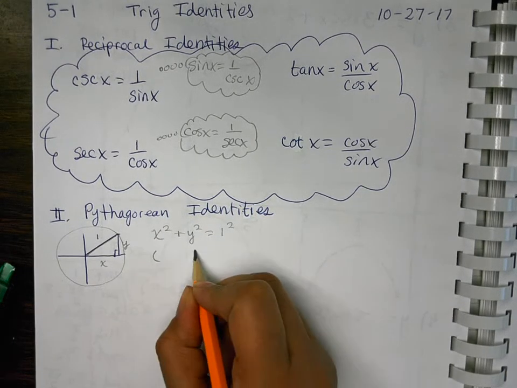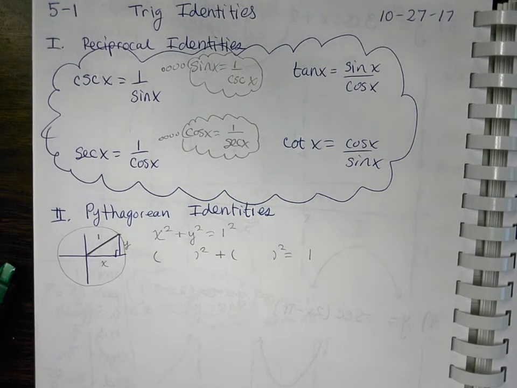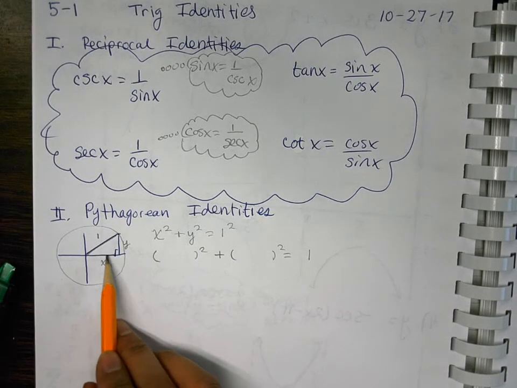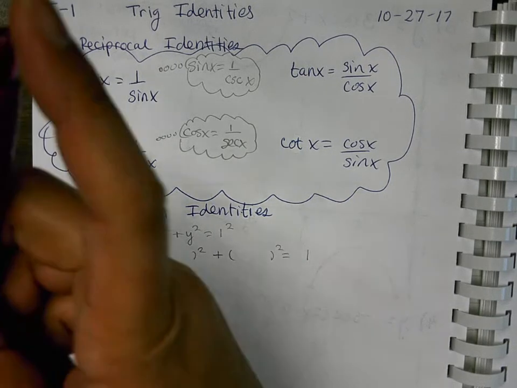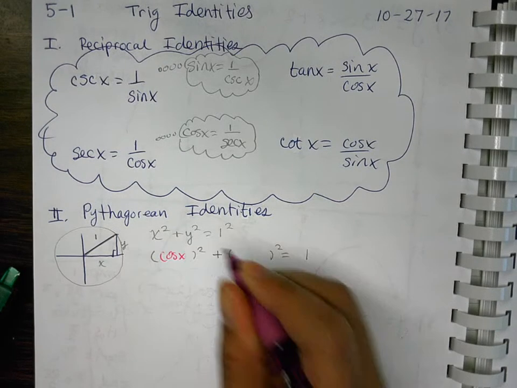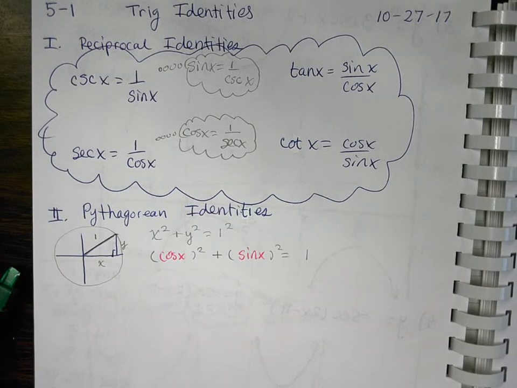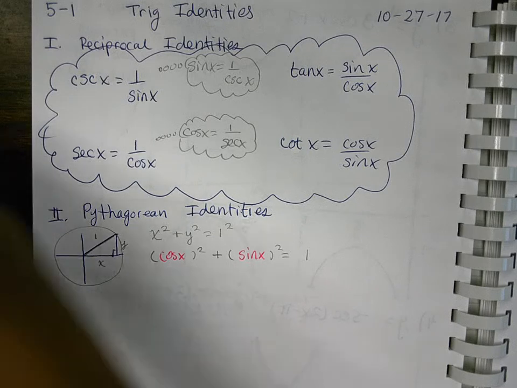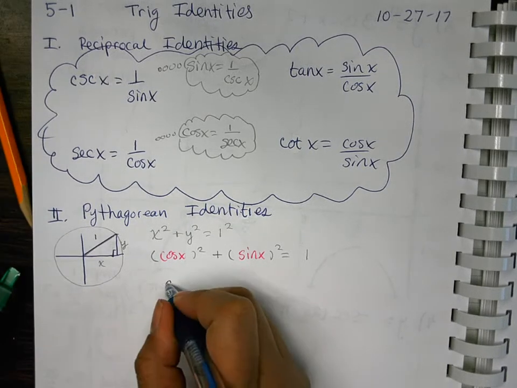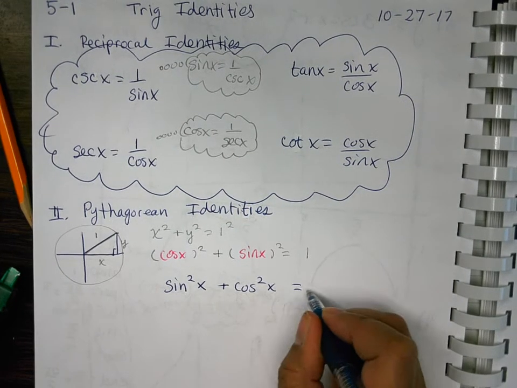All right, I'm going to put parentheses squared plus parentheses squared equals 1. And in the parentheses, I'm going to take x and y out, and in its place put the sine and the cosine. Which one does the x represent, the cosine or the sine? Cosine. So I'm going to put cosine x in its spot, and y is the sine. So the way we write this, it is cosine squared plus sine squared, but most of the time you're going to see it written like this: sine squared coming first, sine squared plus cosine squared x equals 1.